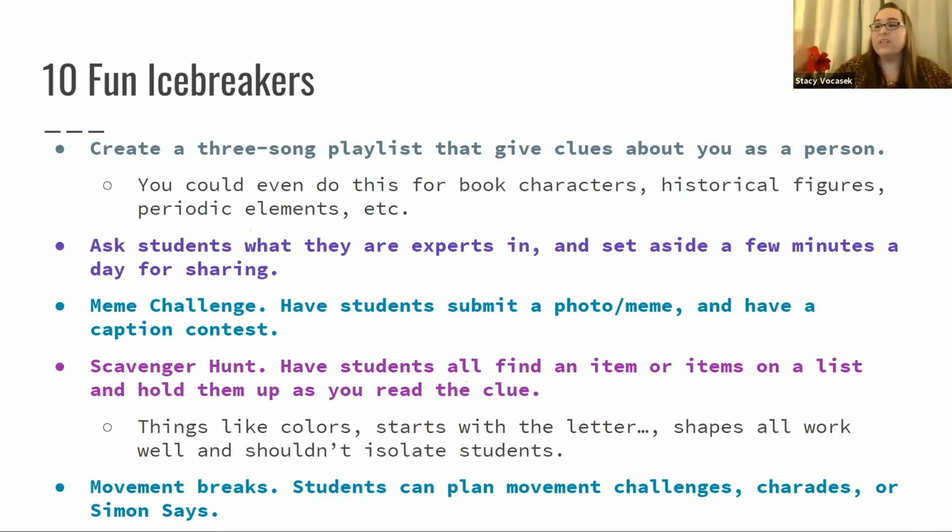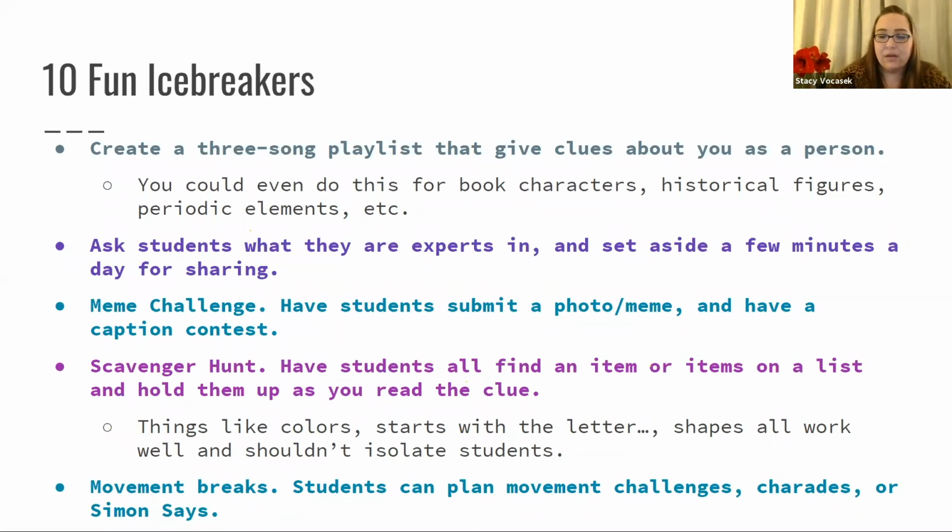Dominic, what's our move going to be? And maybe Dominic says we're going to touch our toes 10 times or something. And that's just a fun little way to get kids moving and working together, and de-stressing a little bit.